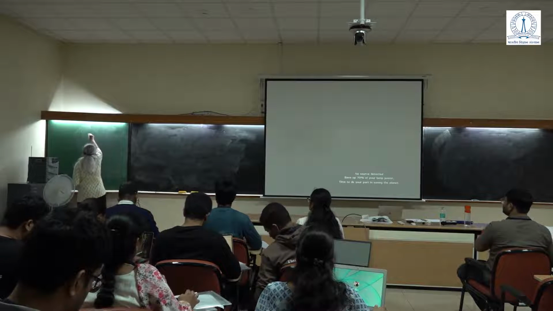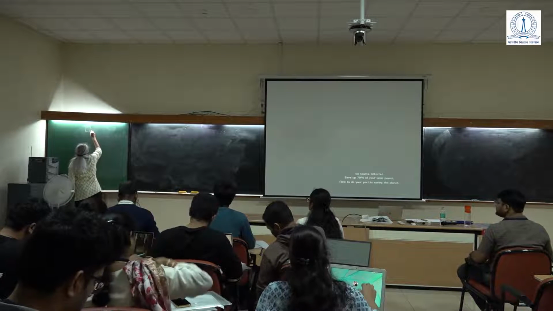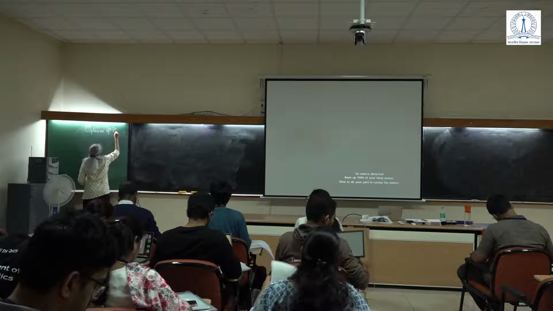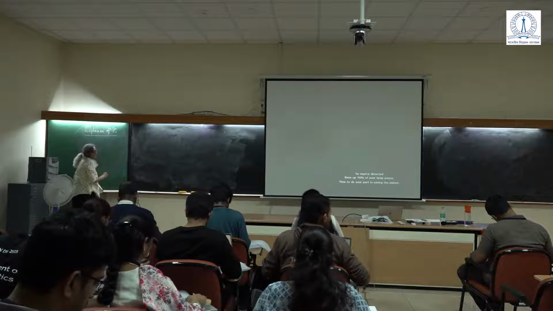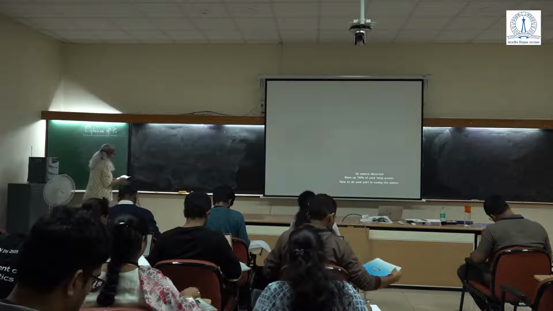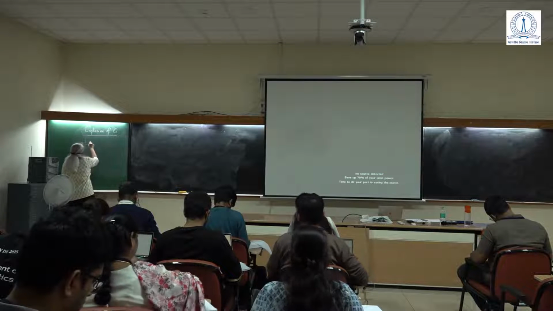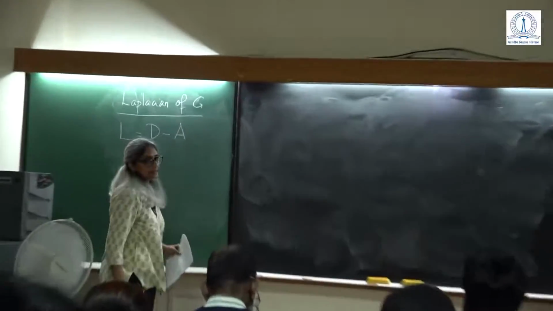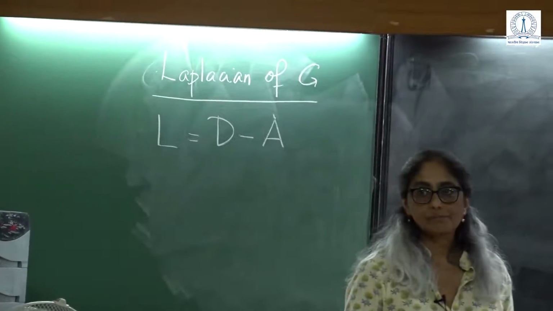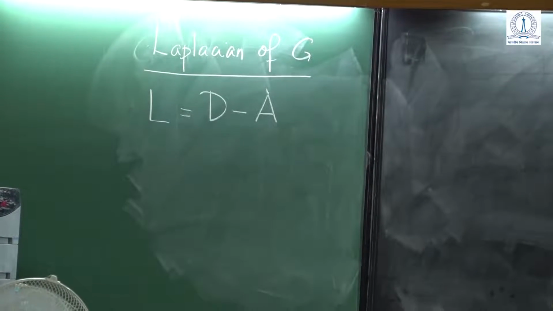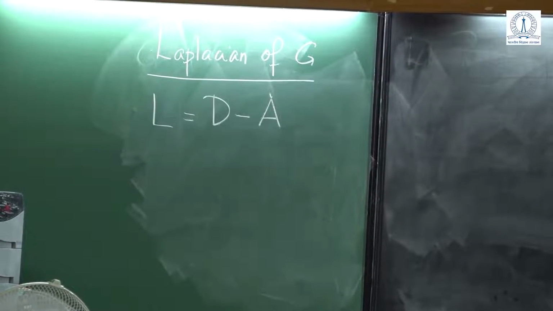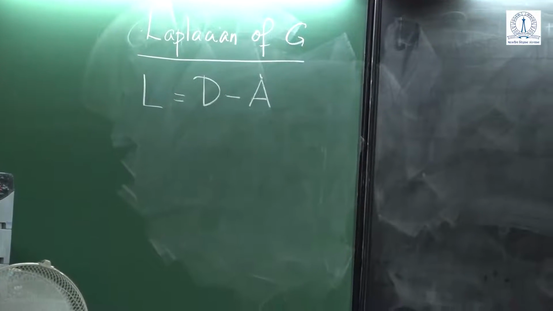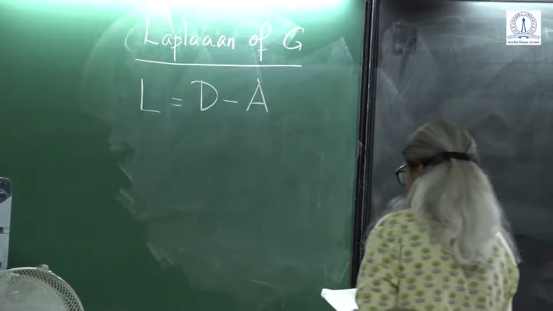Okay, so the next one we will look at is the Laplacian. This is another matrix, which we'll call L, and the definition is the degree matrix minus the adjacency matrix. Okay? So the degree matrix we already saw, it's diagonal with the degrees of the vertices on the diagonal, and the adjacency matrix we saw. So let's do this for a small example.